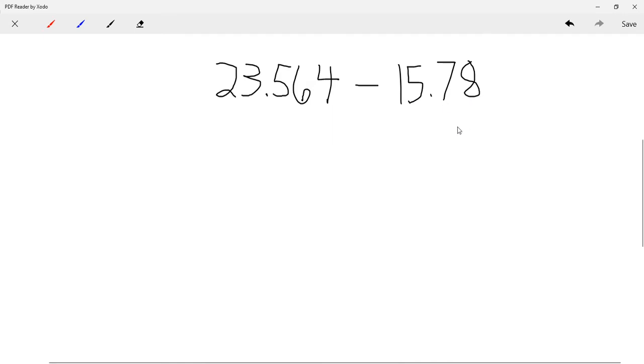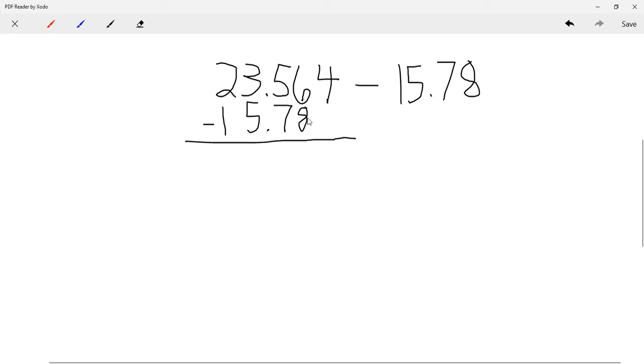So the first thing you want to do when you're doing standard algorithm for decimals is stack them, with the lower value one, the one you're actually subtracting, below. And you always just want to make sure that you line up the decimal. So that's the biggest thing, is that you line up the decimal and then you keep the place values exactly where they are.